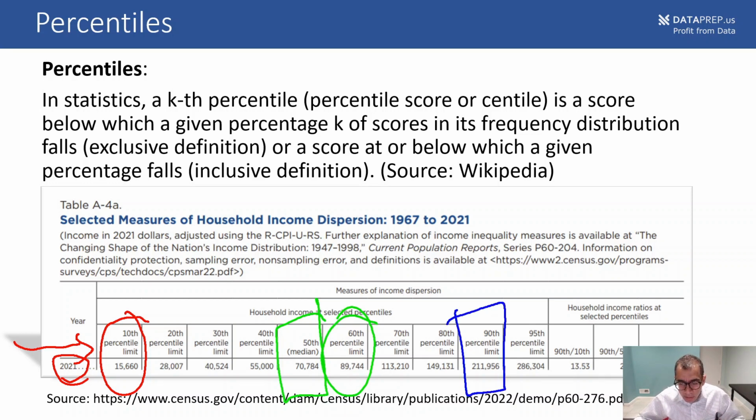And when we put it like this, percentiles become a lot easier to understand than the words that describe the measure.